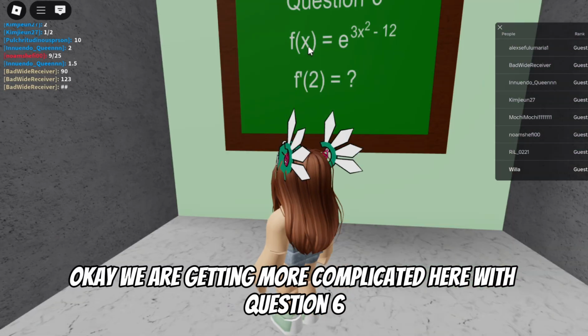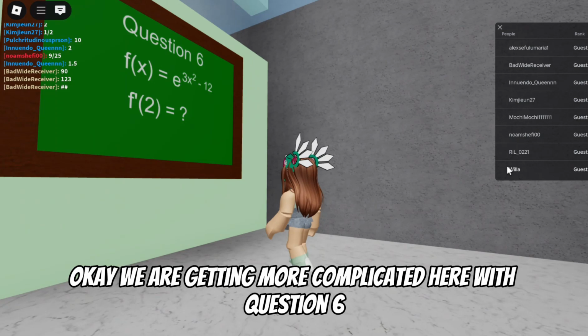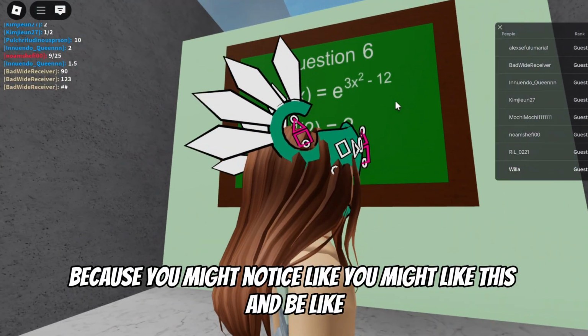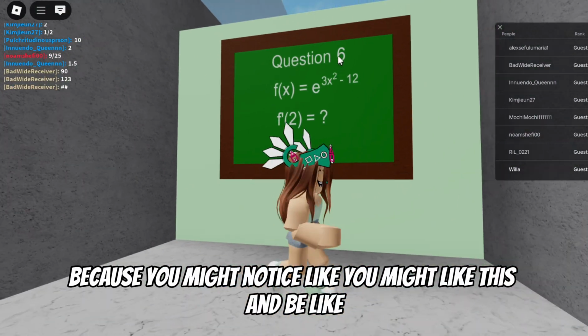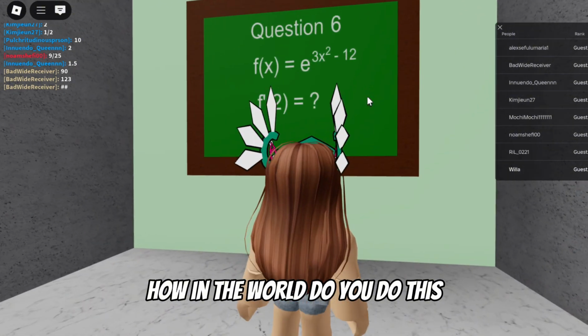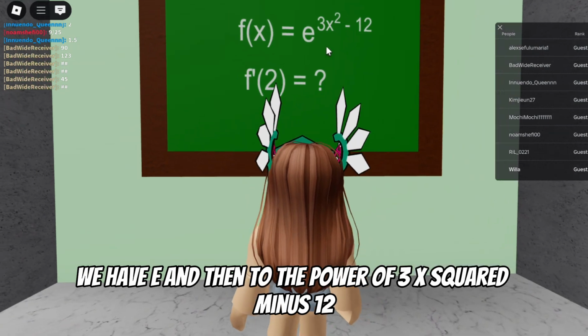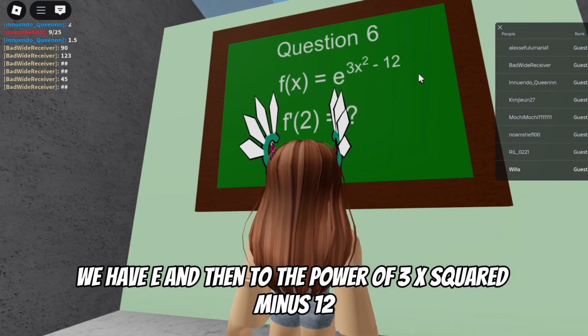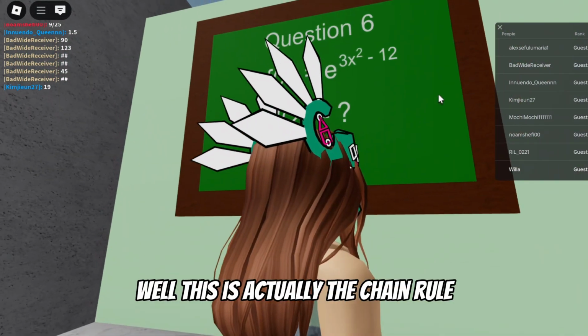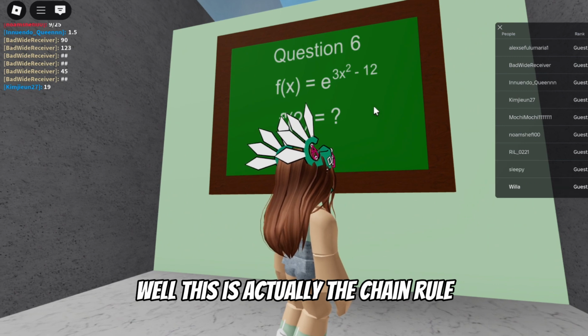Ooh, okay, we are getting more complicated here with question 6, because you might look at this and be like, how in the world do you do this? Is this the power rule? Like, what is going on here? We have e and then to the power of 3x squared minus 12. Well, this is actually the chain rule.